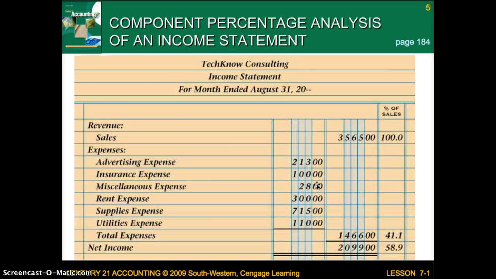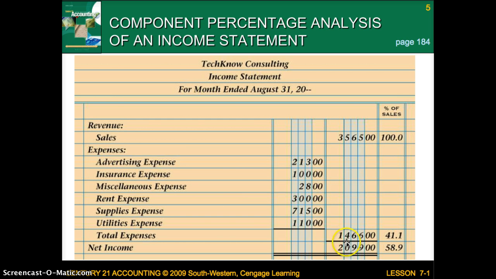Okay. The next thing we need to do is do our component percentage analysis of an income statement. We're always trying to figure out what each is for our percentage of sales. Okay, so here's our sales number. It's already written for us. So if we take this number and divide it into our sales, which is this number, you should always have 100% here. On your component percentages, you're always going to have one decimal place. Okay, so you have 100.0.